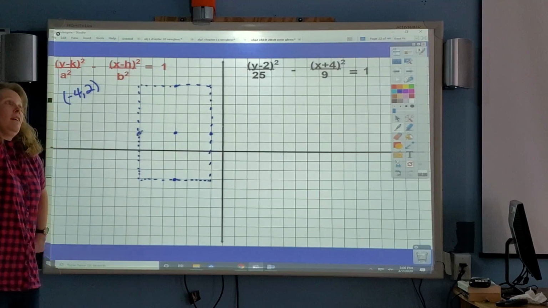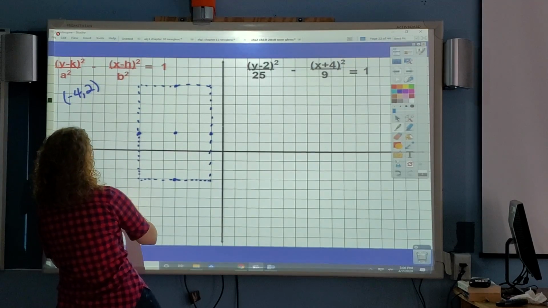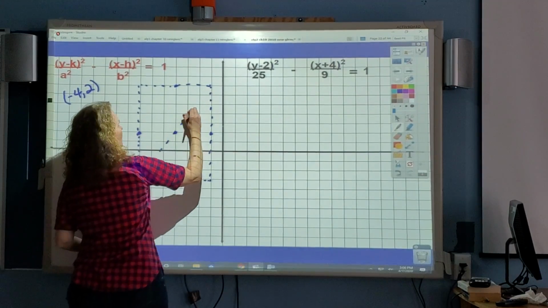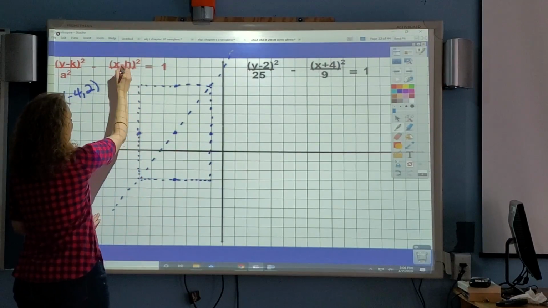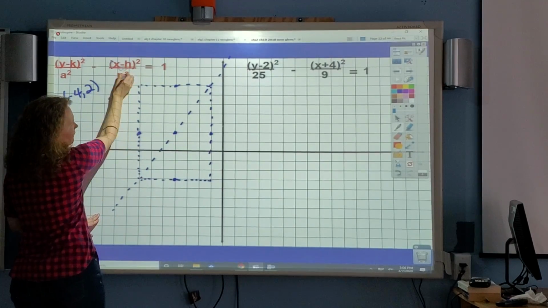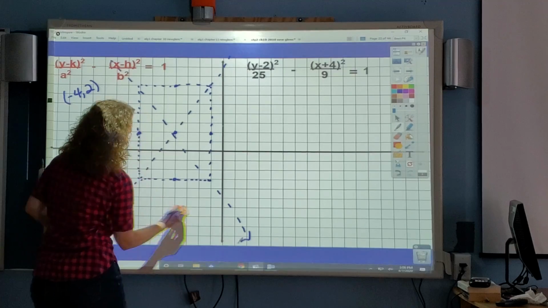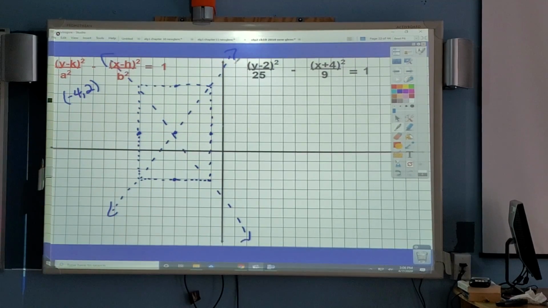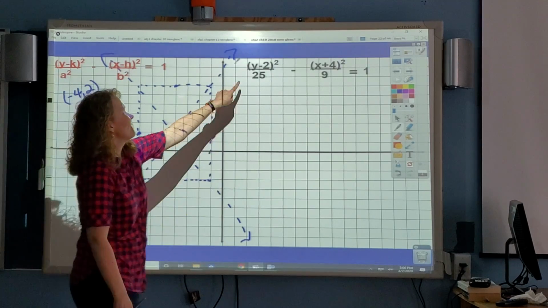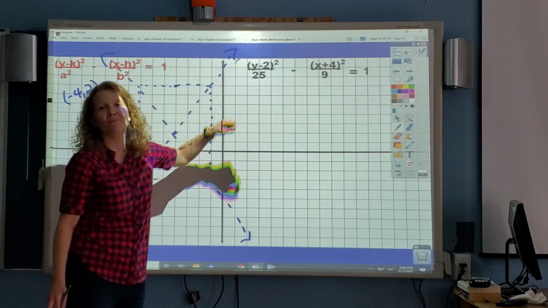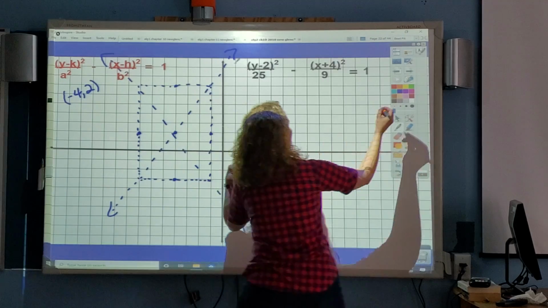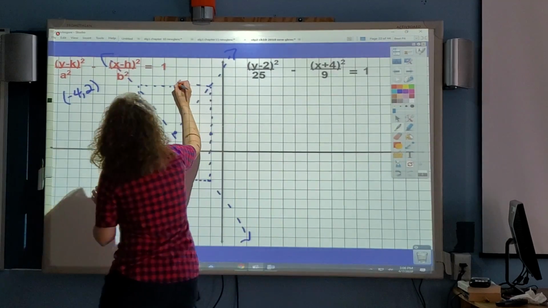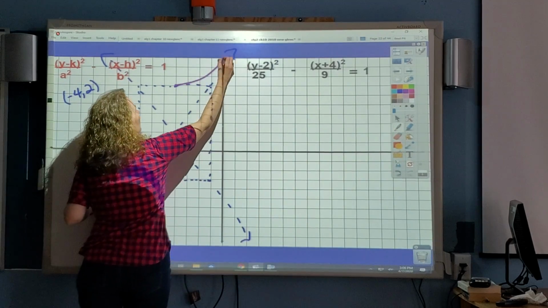Okay. Now, the diagonals. I'm going to go through that. Next question. Which way do my hyperbolas go? Up and down. Up and down. Okay. And so I'll do purple this time. So we're going to go that way.